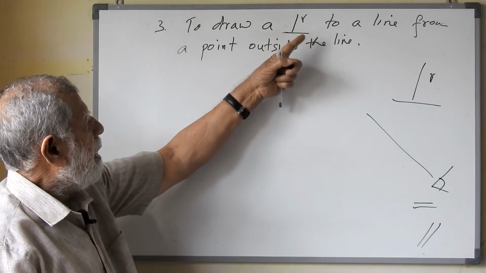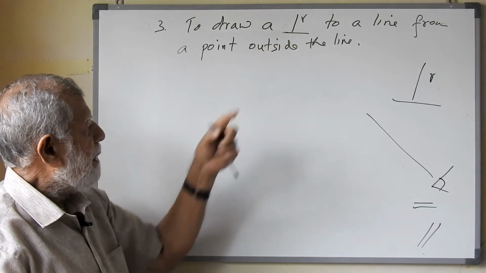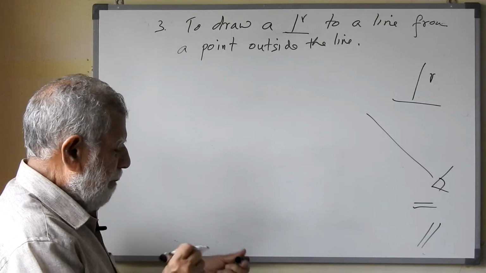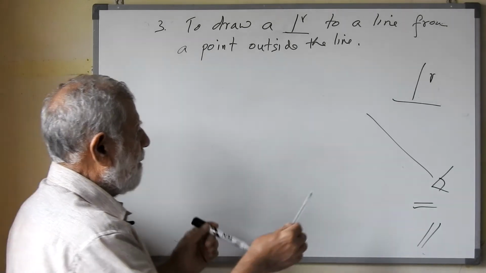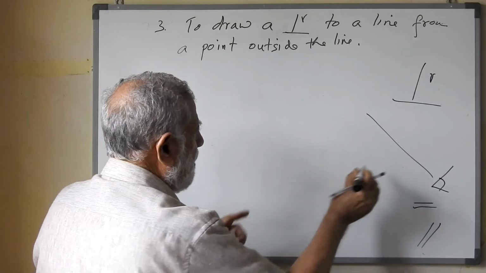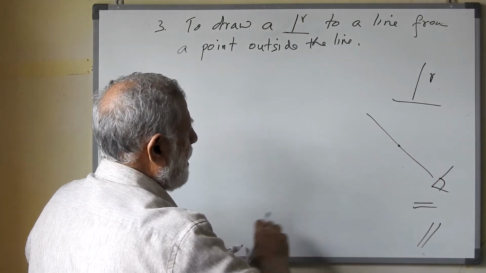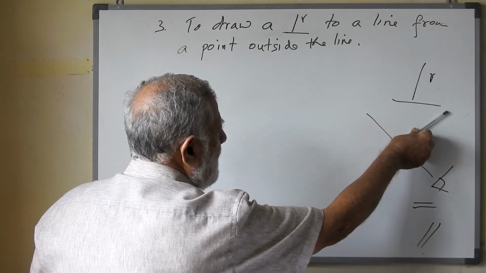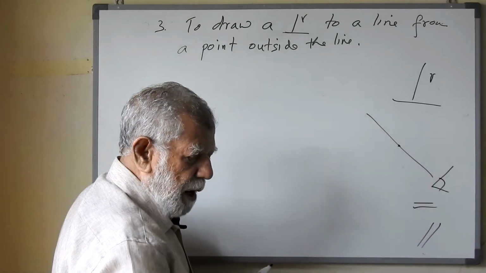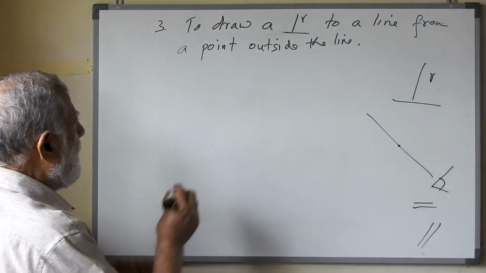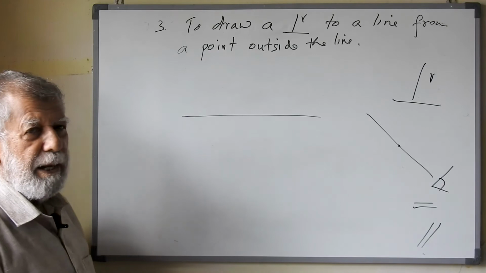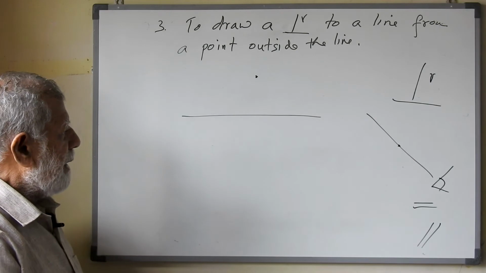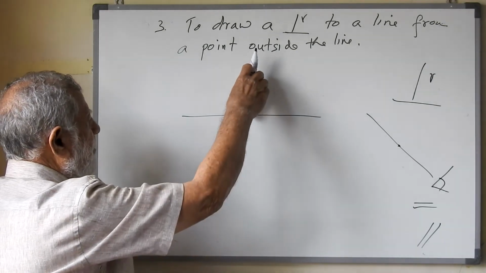Draw perpendicular to a line from a point outside the line. Now, perpendicular means it must be 90 degrees. For example, if you draw a line here, and if you want to draw a perpendicular at this point, the perpendicular will have to be like this. It can't be like this or like that. It must be 90 degrees like this. That's the perpendicular. So, how to draw the perpendicular to a given line? This is a given line. Now, you have to draw the perpendicular from this point here. So, that is the method for that. Then the perpendicular must come like this.